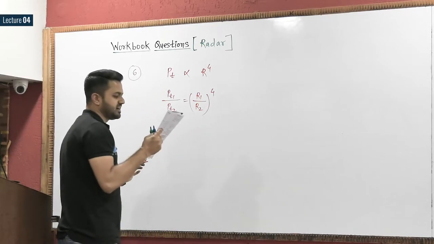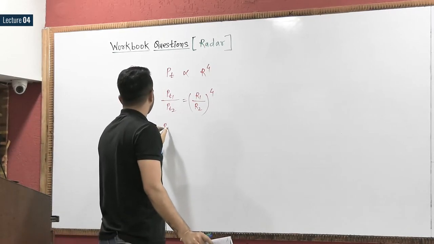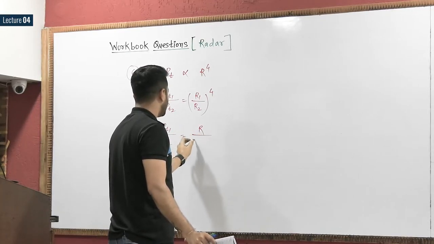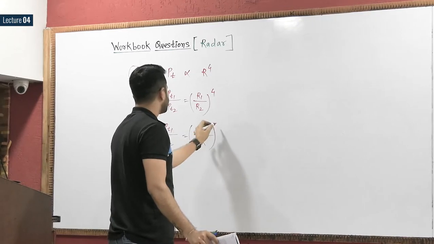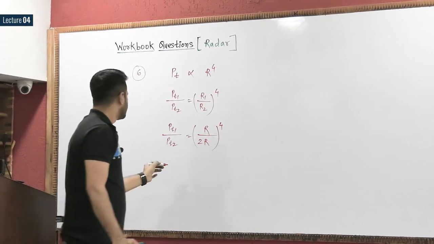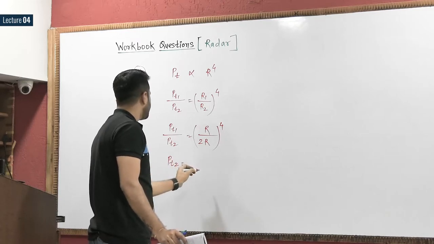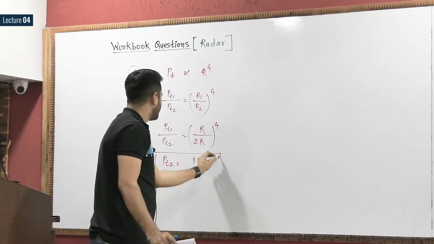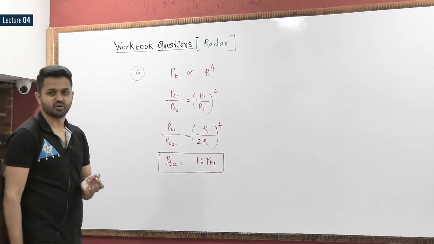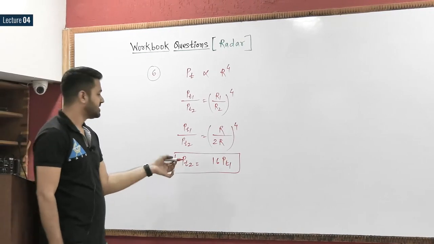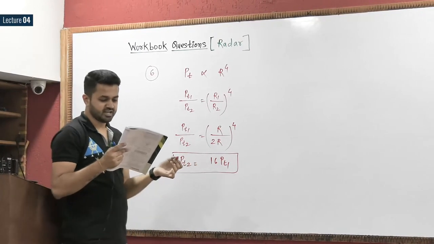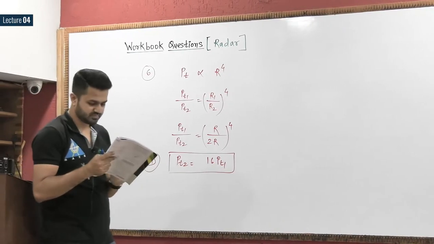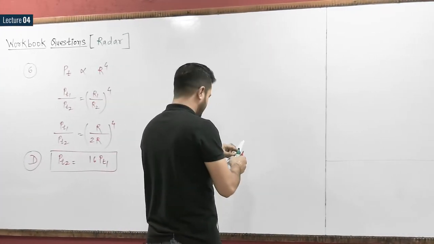So we are saying that the range is to be doubled. So PT1 divided by PT2, the range was previously R and we are doubling it, that is, we are making it 2 times R. So the transmitted power will be 16 times PT1. So the transmitted power will be increased by a factor of 16, or if we want to double the range, then we have to increase the transmitted power by a factor of 16. So the correct answer would be option D for this question. Now we have question number 7.